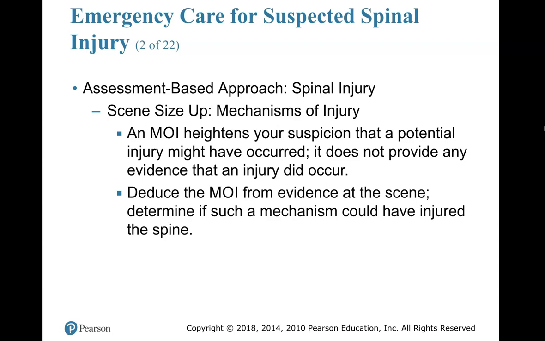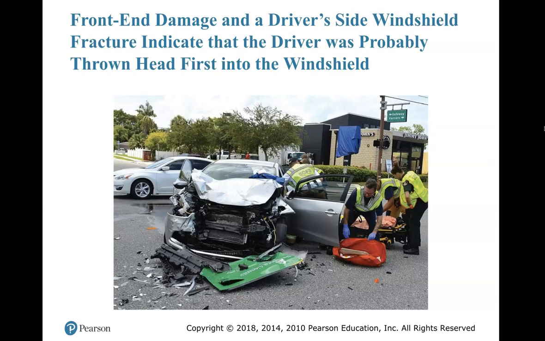Deduce the MOI from the evidence at the scene. Determine if such a mechanism could have injured the spine. So we're going to look at what we see on the scene and, based on how our patient is presenting, say, did that cause the injury, or could that have caused a spinal injury? And if it could have, we need to proceed and make sure we pay attention to the signs and symptoms that would present with spinal injuries.